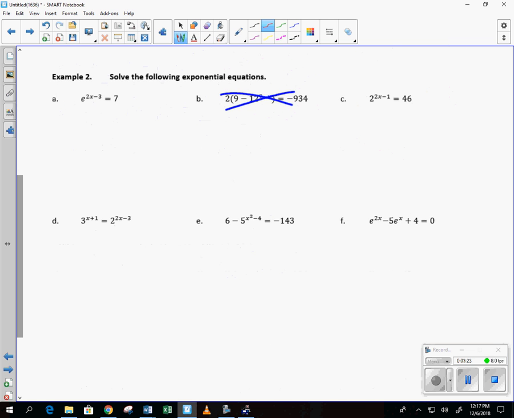Let's look at 2a. e to the 2x minus 3 is equal to 7. Now you have more in the exponent. Looks like it's a little bit more challenging. Really not that big of a deal. We just take the natural log of both sides.